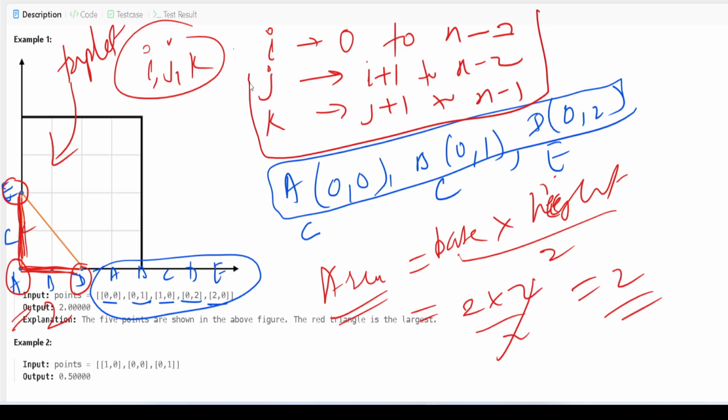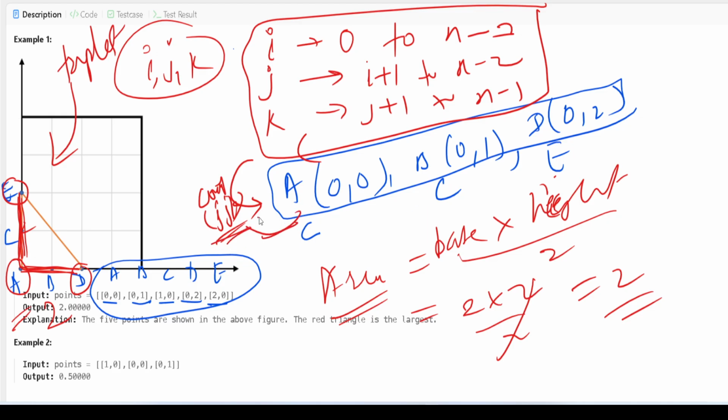This is what we will make, and after that we will compute this area, where we will pass to the compute function I, j and k. We need this I, j and k. If we pass these to compute, we can compute this area. Okay, let's understand how to do this.